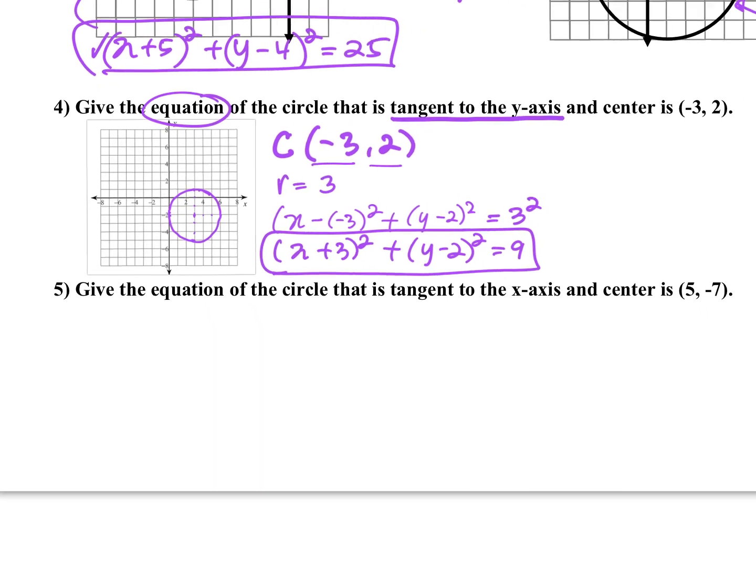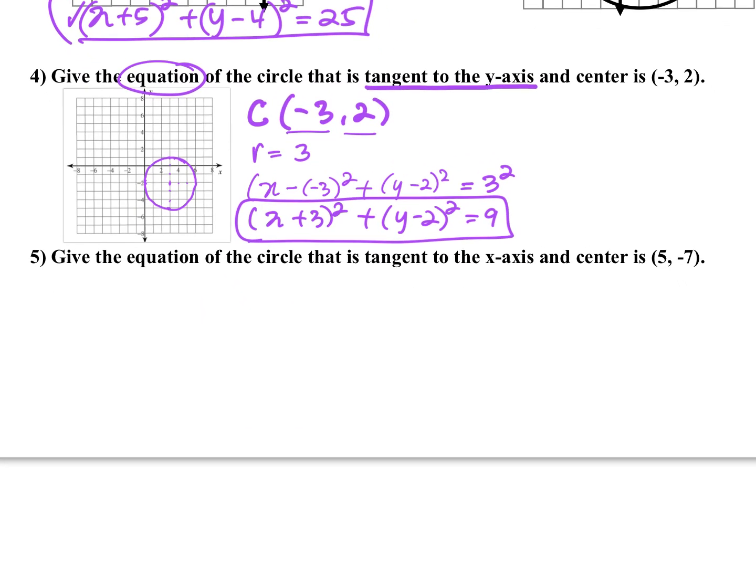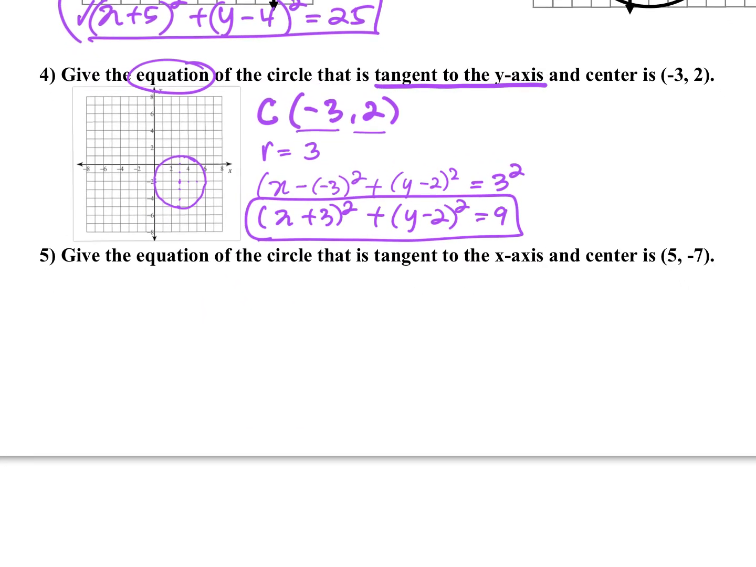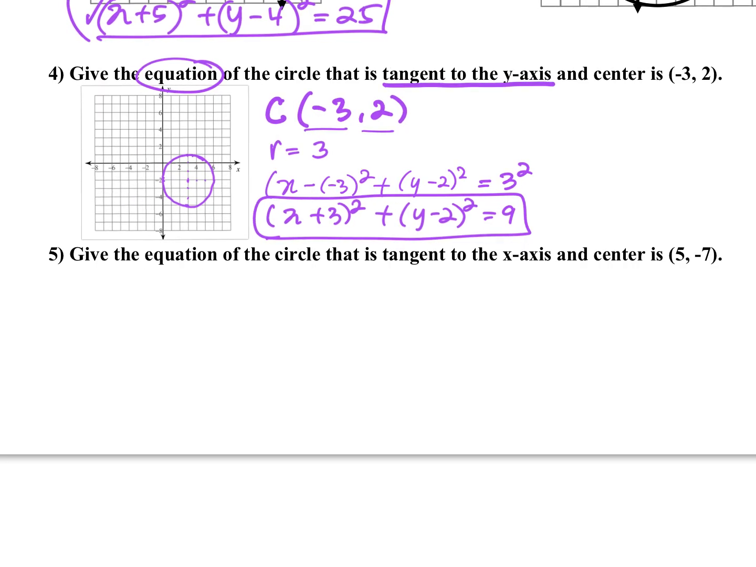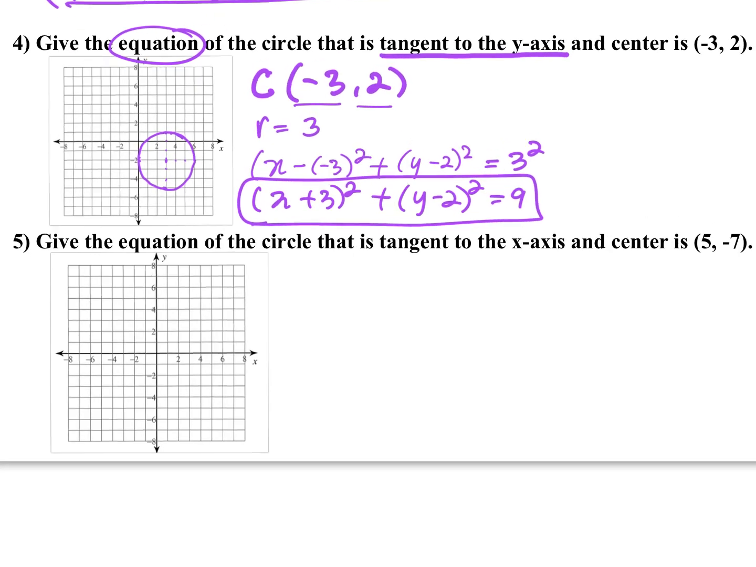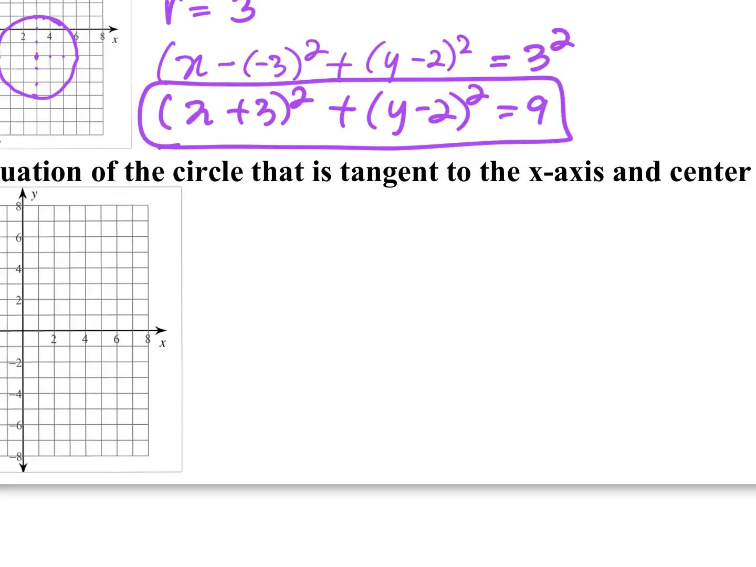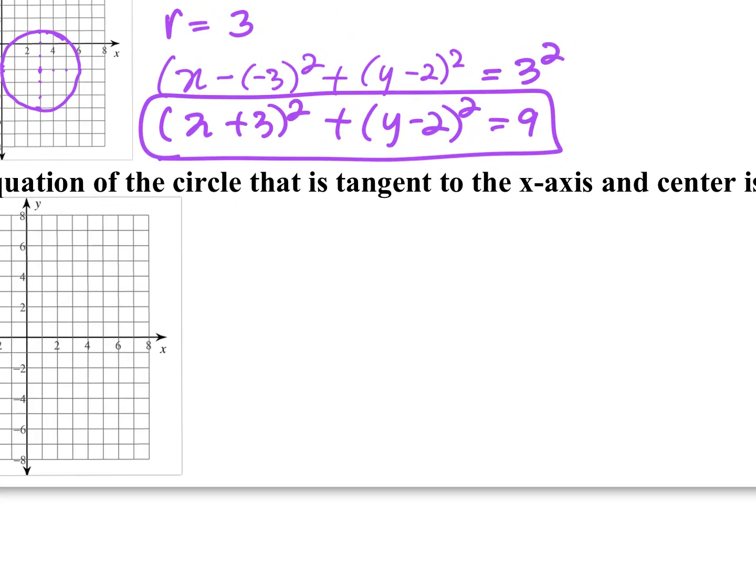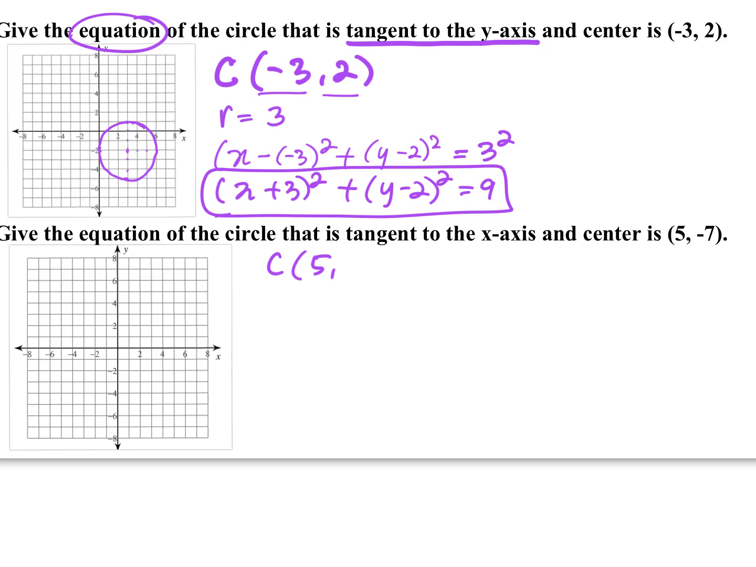Okay, give the equation of the circle that is tangent to the x-axis and the center is 5, 7. Okay, so let's look at this one. It says that the center is 5, negative 7. Let me just write that. 5 and negative 7. And they said that it is tangent to the x-axis.